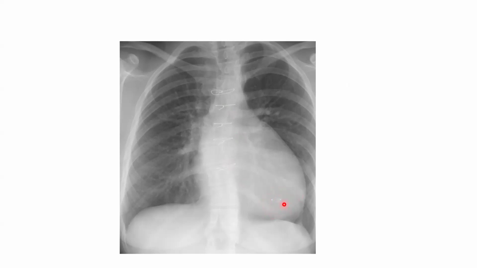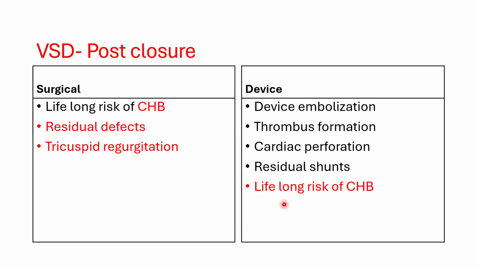So post VSD closure, once again, there's always a lifelong risk of complete heart block. Okay, because of the presence of the bundle branches along the septum. Okay, and then there's also a higher risk of residual defects, which are indicated in the previous patient who needed eventually to have a device closure after bypass surgery. And then for the VSDs that are perimembranous, typically the tricuspid valve leaflet, the septal leaflet attempts to close the defect.